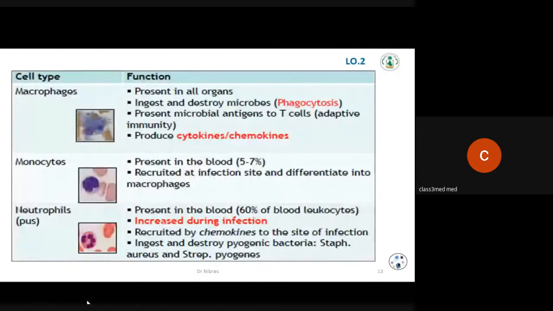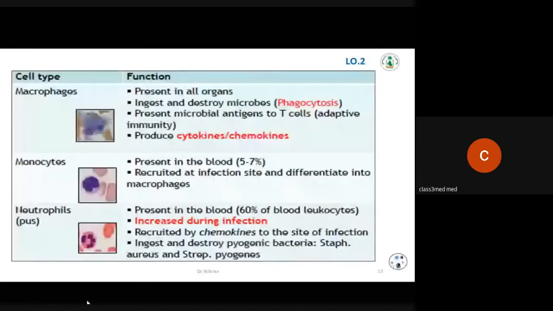Monocytes are present in blood at 5 to 7% and are recruited to the infection site and differentiate into macrophages. As you know, the monocyte is one of the phagocytic cells that carry out phagocytosis. Neutrophils: when you see pus at the site of infection, that means there are neutrophils. Keep this in your mind. They are present in blood at 60% as blood leukocytes, increase during infection, are recruited by chemokines to the site of infection, and ingest and destroy pyogenic bacteria, for example Staph aureus and Streptococcus.